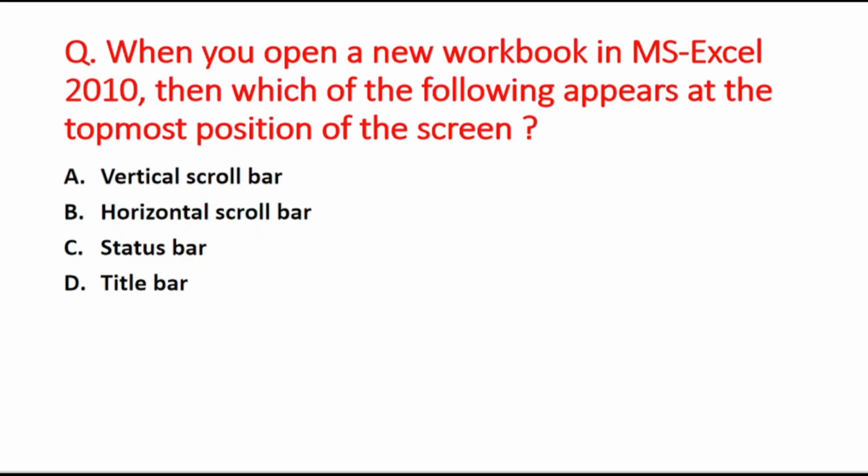Next question is, when you open a new workbook in MS Excel 2010, then which of the following appears at the topmost position of the screen? A option is vertical scroll bar, B option is horizontal scroll bar, C option is status bar and the last option is title bar. So the right answer is option D, that is title bar.